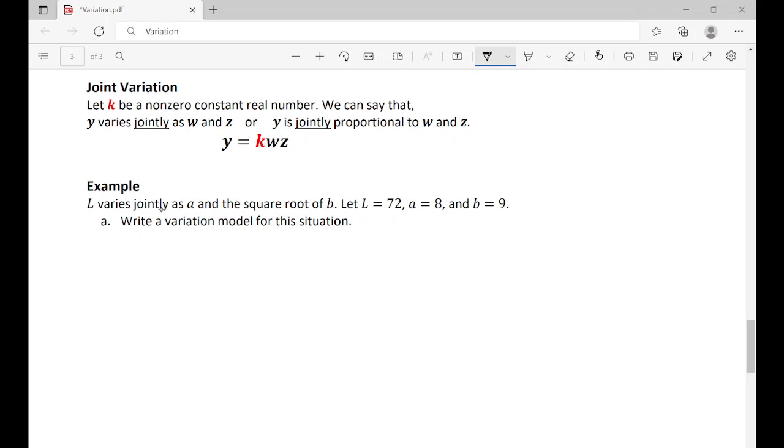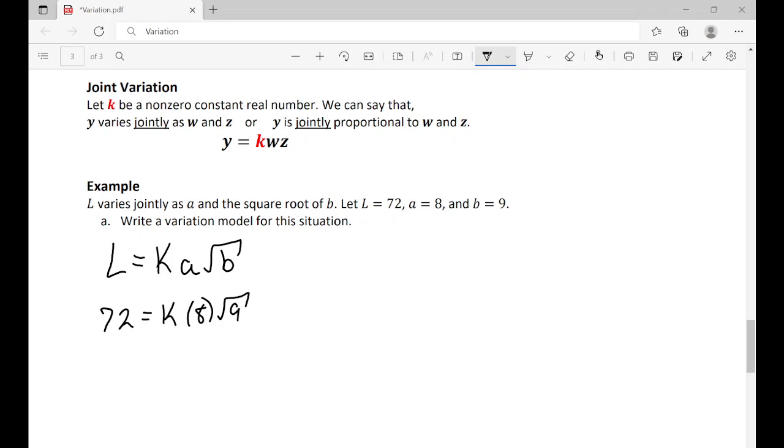So L varies jointly as a and the square root of b, so a little bit of a different flair for this one. So L equals k a, but square root of b is just going to be times the square root of b. And L is 72, a is 8, and b is 9. So I can just plug those in. So I'm going to get 72 equals k times a, which is 8, times square root of 9.